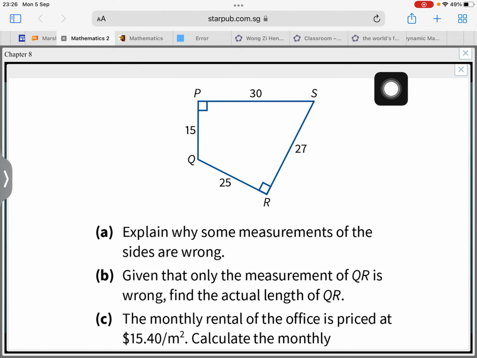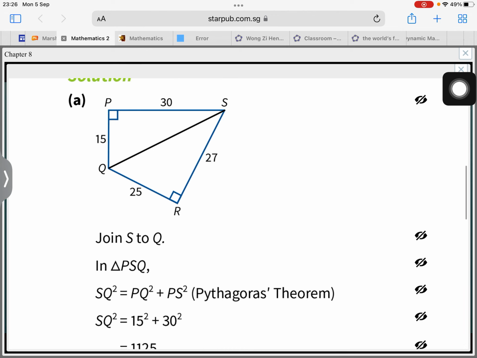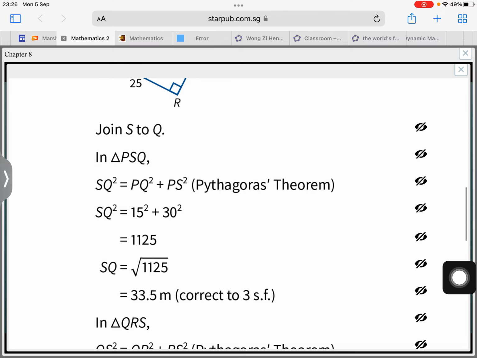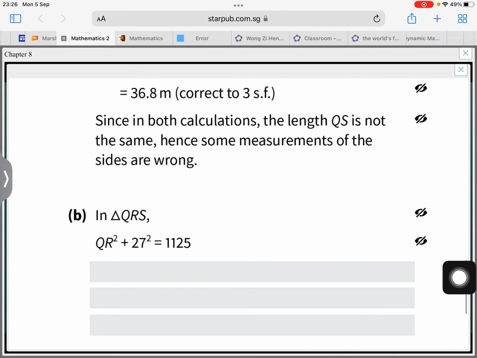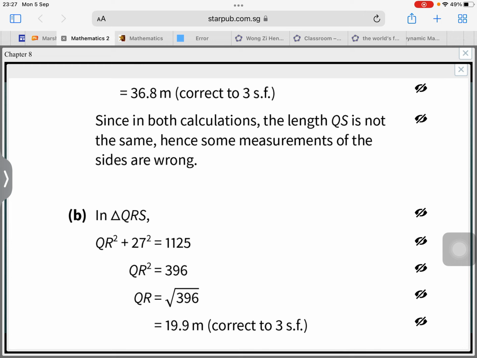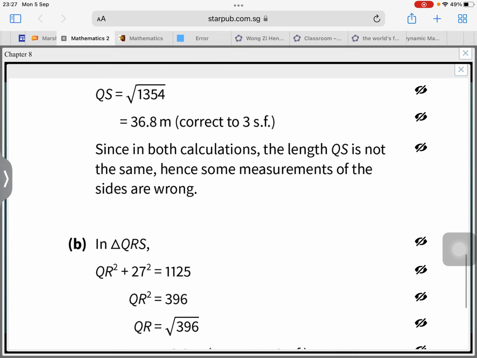So QS, based on what we have, should be 33.5 or square root of 1125. So hypotenuse square is just 1125. Then QR square plus 27 square equals that. Bring this over, you get QR square equals 396. So QR equals plus minus square root of 396. QR is 19.9 meters. Reject negative 19.9.